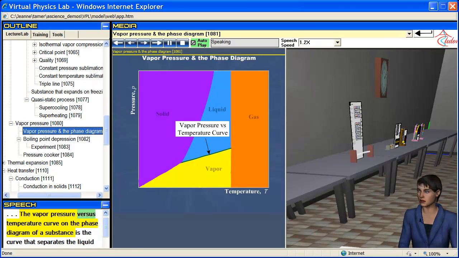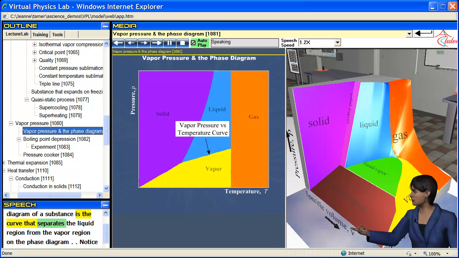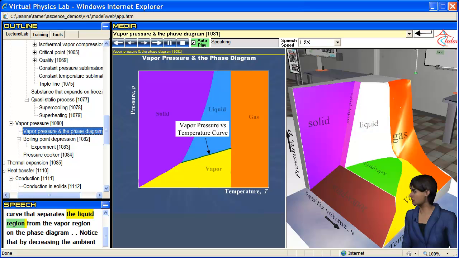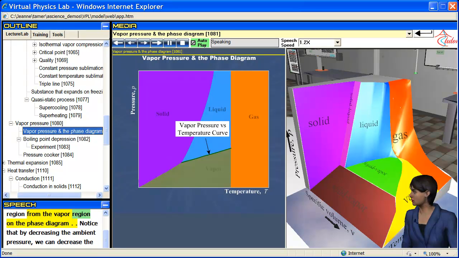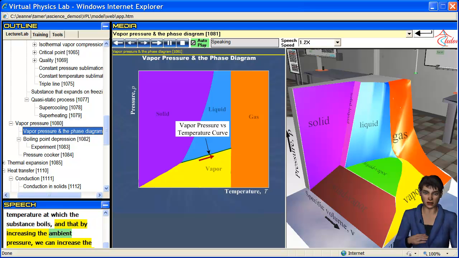The vapor pressure versus temperature curve on the phase diagram of a substance is the curve that separates the liquid region from the vapor region on the phase diagram. Notice that by decreasing the ambient pressure, we can decrease the temperature at which the substance boils, and that by increasing the ambient pressure, we can increase the boiling point of the substance.